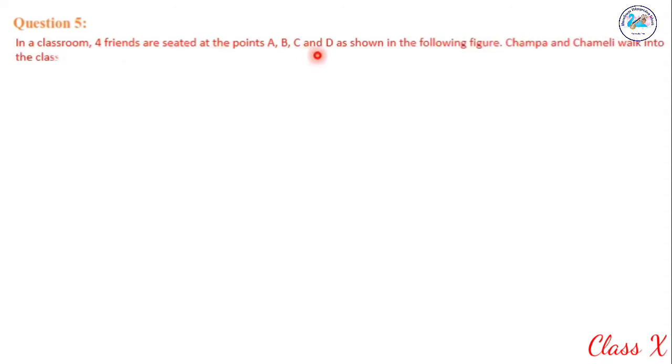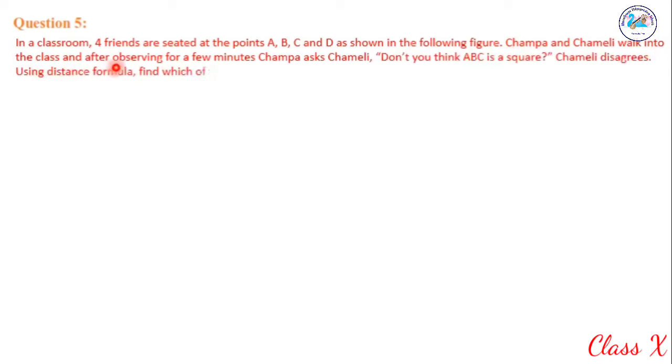Now we shall discuss question number 5 of exercise 7.1. The question is, in a classroom, four friends are seated at the points A, B, C and D as shown in the figure. Chamba and Chameli walk into the class, and after observing for a few minutes, Chamba asks Chameli, "Don't you think ABCD is a square?" Chameli disagrees. Using distance formula, find which of them is correct.